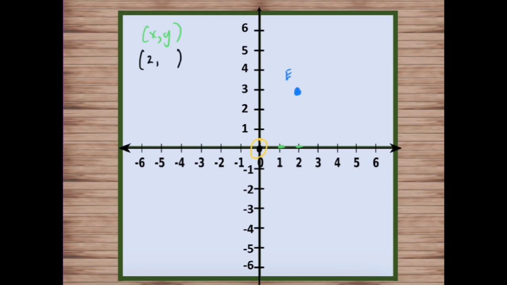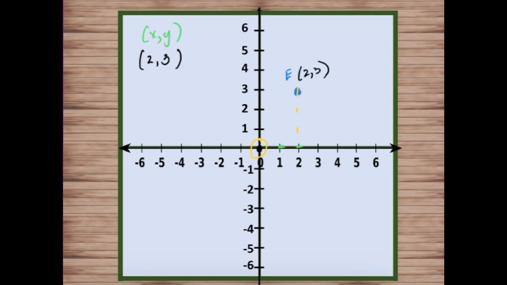And now you might be wondering, what should be the value of y? So from this point, you will now go up. So this will be 1, 2, 3. So the location of point E is at (2, 3). So E is at (2, 3). So that's how it works.